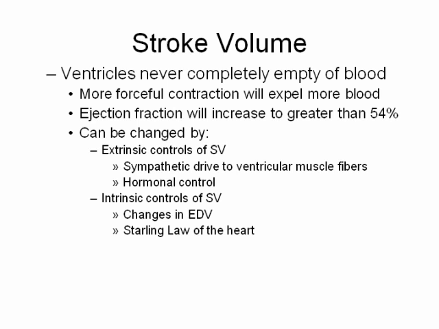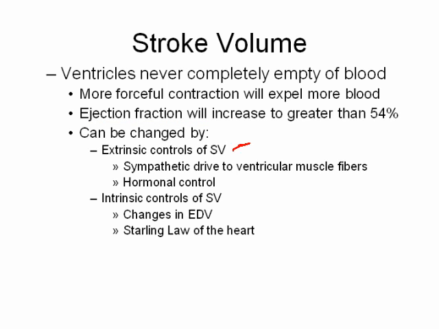So stroke volume will affect cardiac output. Ventricles never completely empty of blood. That's why we have our ejection fraction, remember? But a more forceful contraction will expel more blood. So we've already said that the sympathetic nervous system will give us a more forceful contraction. And ejection fraction will increase to something greater than 54%. It may go up to 60, 70, 75%. It never goes to 100%.